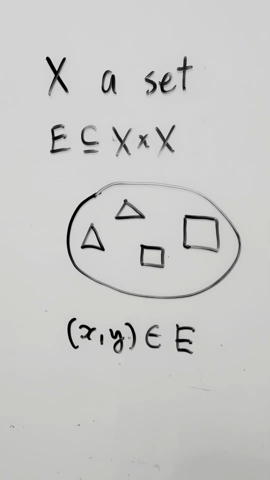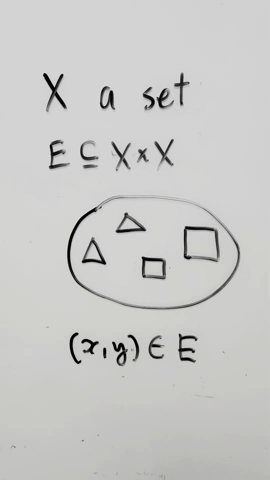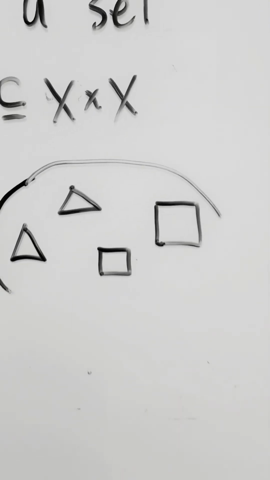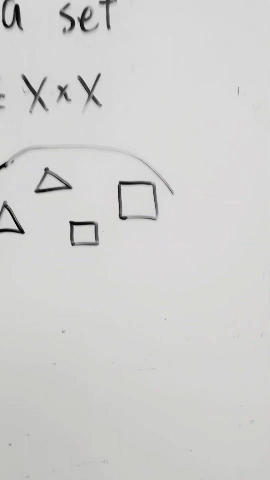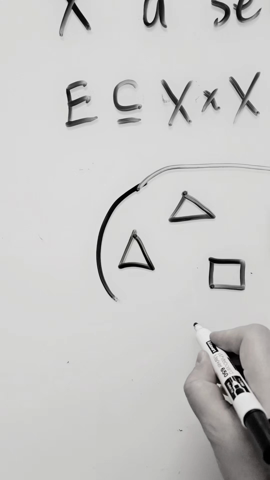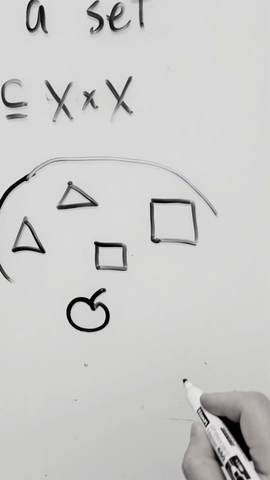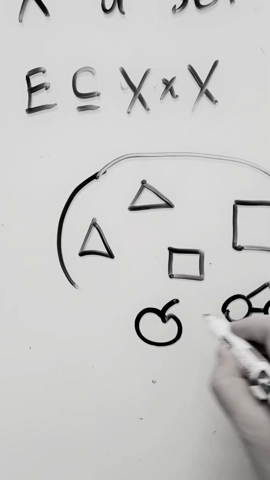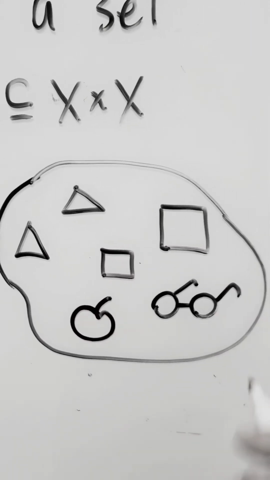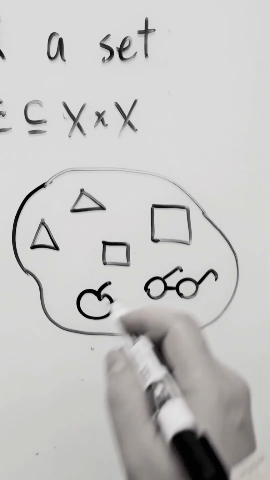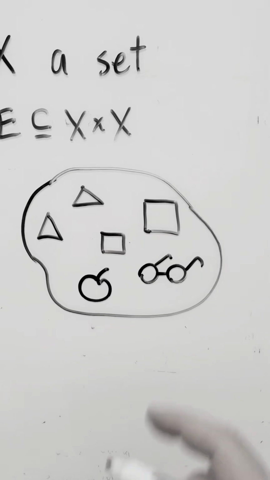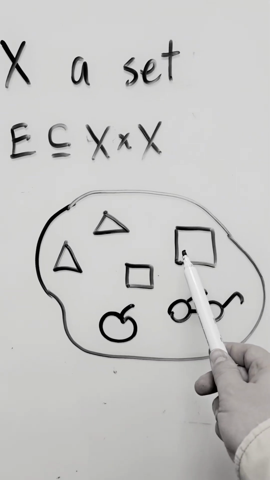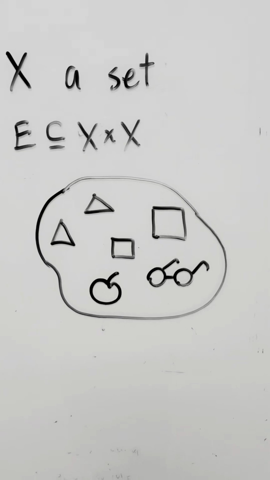However, there could be another equivalence relation where the triangle and the square do get to be grouped together. Here is an example. Let's extend our set X with further elements. Let's say, apart from these shapes, we also have an apple and glasses. The new equivalence relation we'll consider in this set will identify that these four objects are all shapes and hence they're similar to each other.